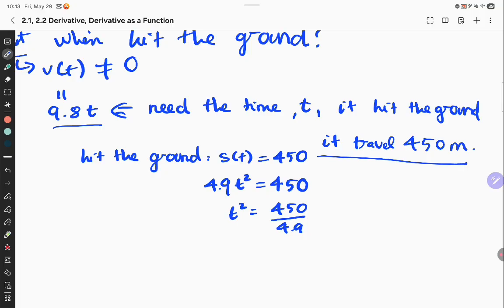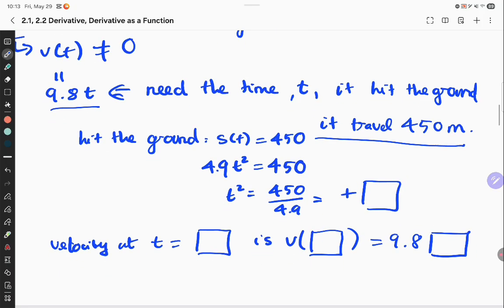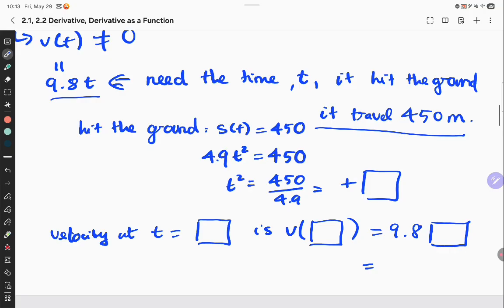Okay, so solve for that t. Whatever you have over here, only keep the positive. Then plug in the velocity at t equals whatever that number is, v sub t. Okay, finish that.